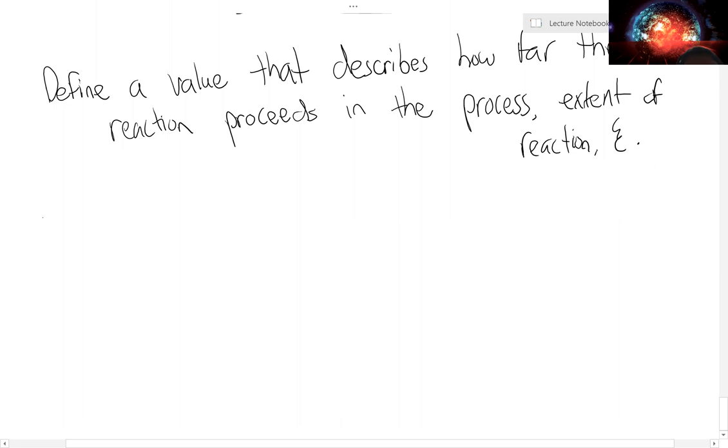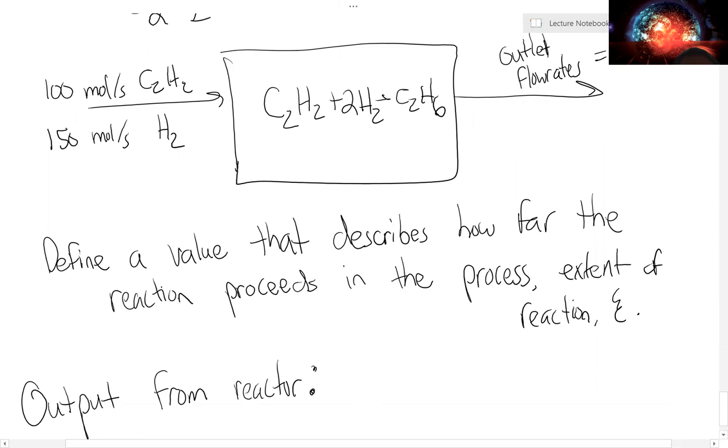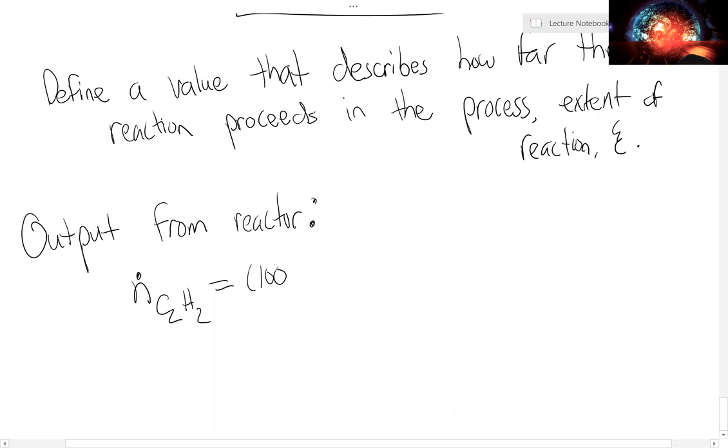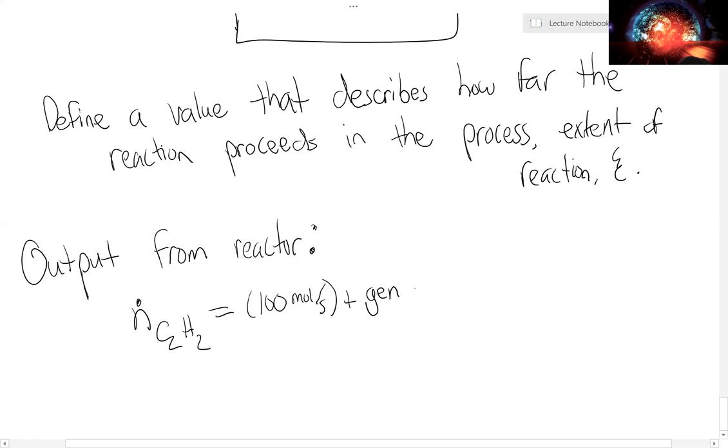So if I wanted to find the output from that reactor, I can say, well, what's my flow rate of the C2H2 leaving the process? Well, I can say it's the feed, assuming steady state, of course, 100 moles per second, plus generation minus output, which is what we're really looking for. For the sake of everything, I'm going to call this the output minus the consumption. There's no accumulation, so I can have input, generation, consumption, output all by itself, and an accumulation of zero.